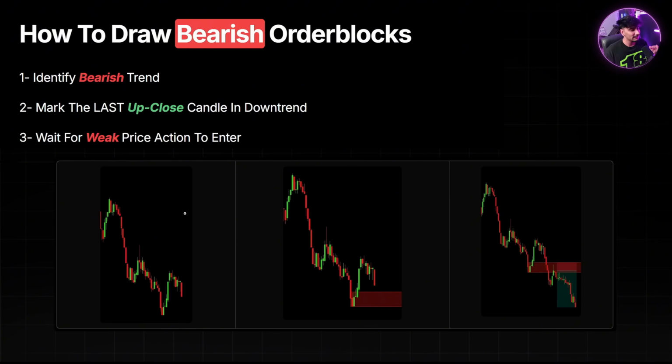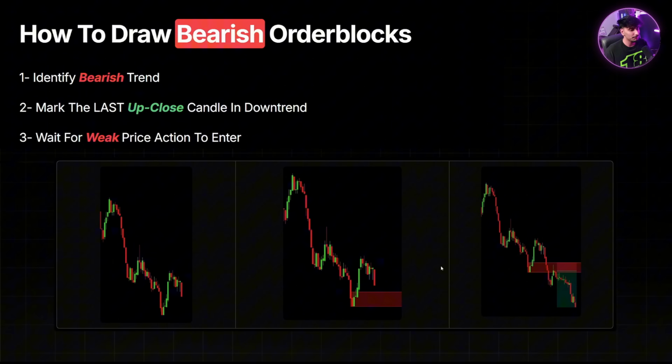So now that we identified the bearish trend, the second step is to mark the last up close candle in a downtrend. So in this example here, as we can see, this is a bullish candle in the downtrend. This is a green candle showing that buyers are stepping in near this level, and therefore in the downtrend, this is what our order block would be. Now what we're waiting for is the stock to break below that previous low, come back for the retest into this previous pivot level and order block, and then we're simply looking for new low of day and continuation.